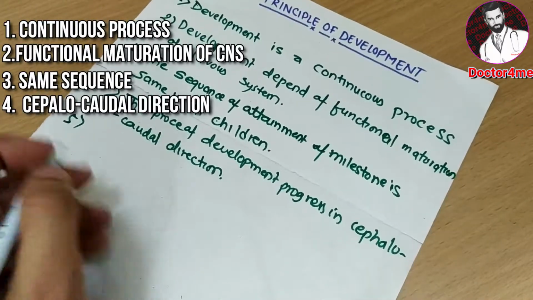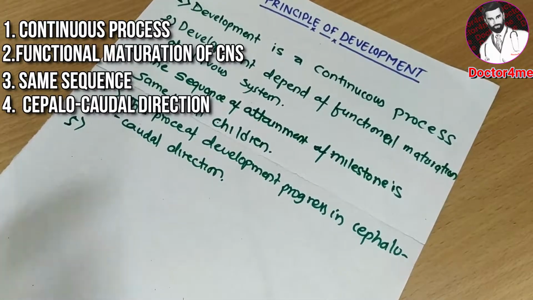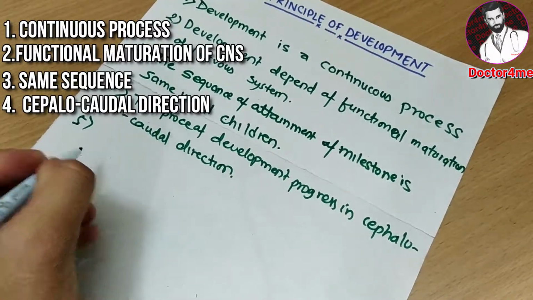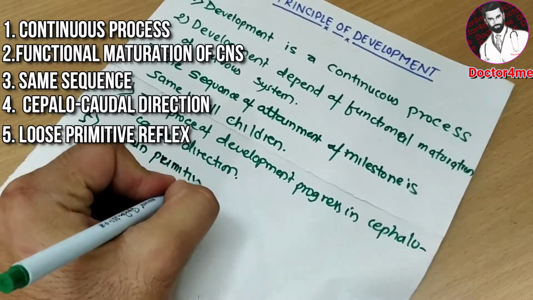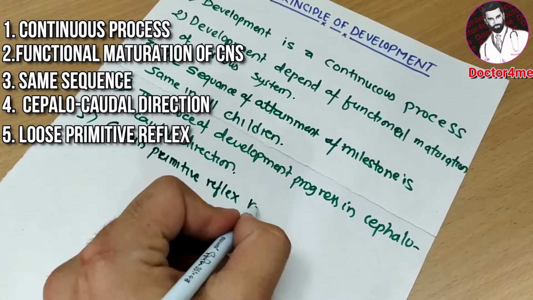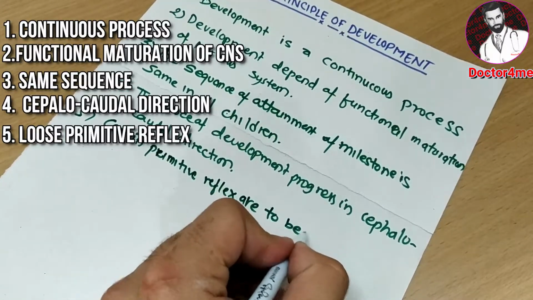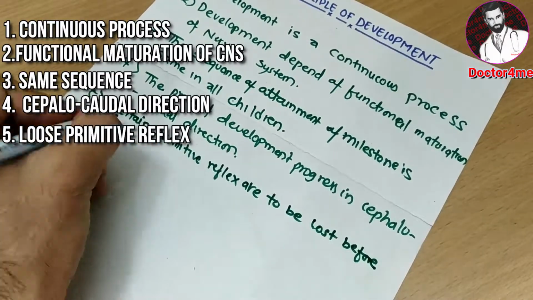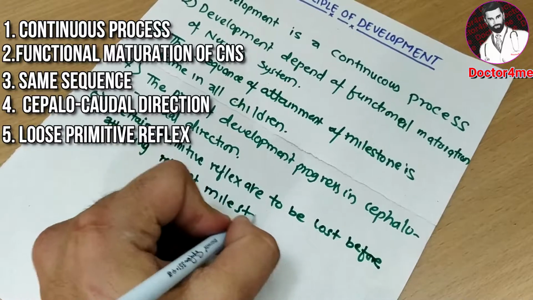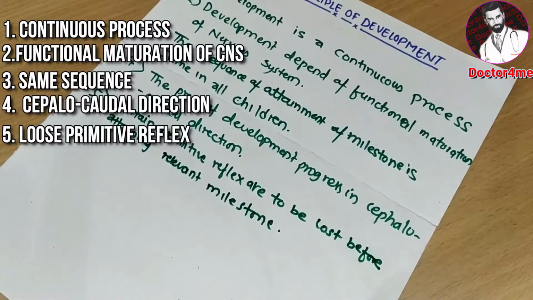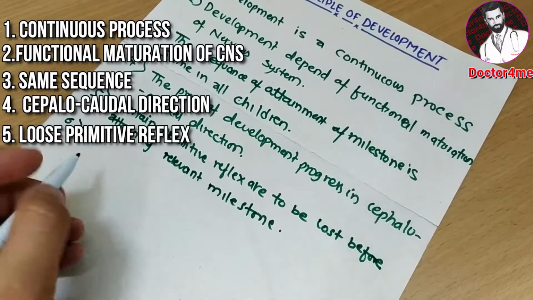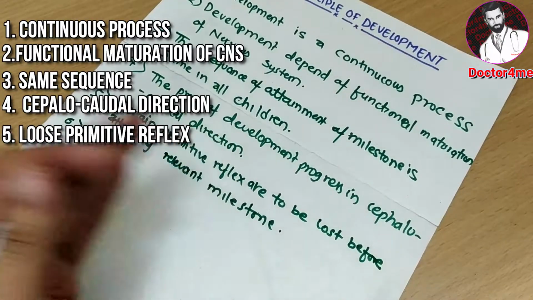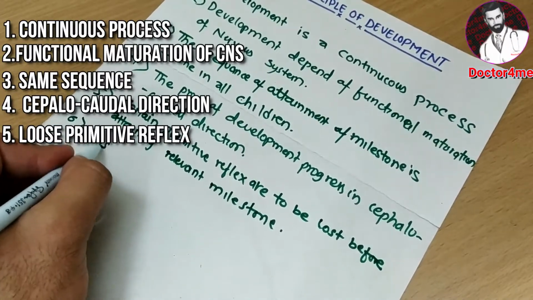And the fifth one is that certain primitive reflexes have to be lost before attaining the relevant voluntary reflex. An example is that the palmar grasp has to be lost before attaining the voluntary grasp. It is the best example. The last principle is that the initial disorganized mass activity is gradually replaced by specific action.